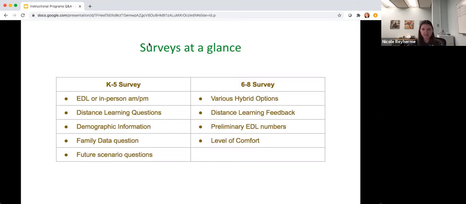On the 6-8 side of things, this is actually the information we're going to be using as we start to develop and select the hybrid option that we're going to go with moving forward. Okay, we can go to the next slide.